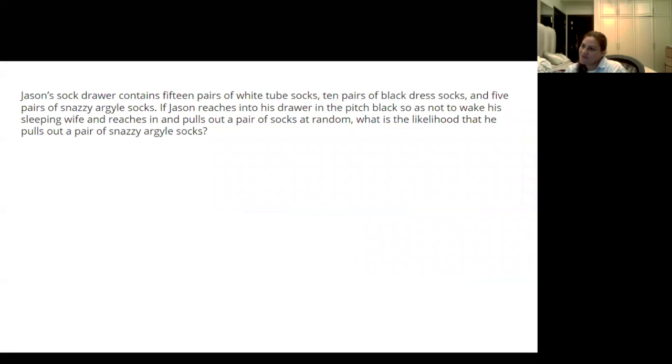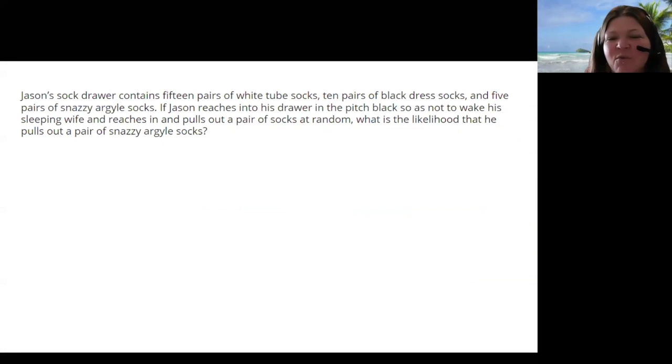Jason's sock drawer contains 15 pairs of white tube socks, 10 pairs of black dress socks, and 5 pairs of snazzy Argyle socks. If Jason reaches into his drawer in the pitch black so as not to wake his sleeping wife and pulls out a pair of socks at random, what is the likelihood that he pulls out a pair of snazzy Argyle socks?